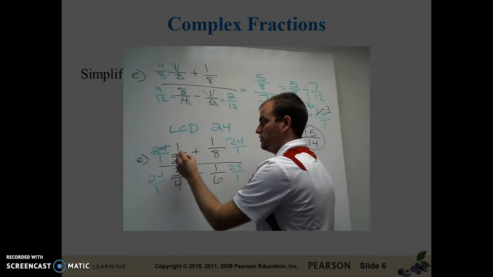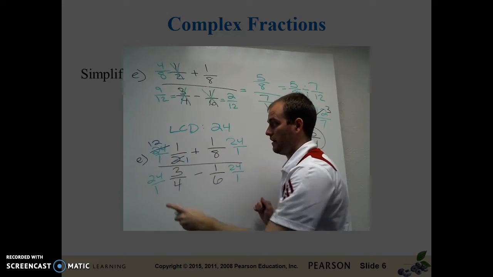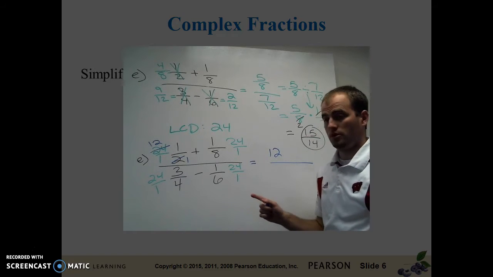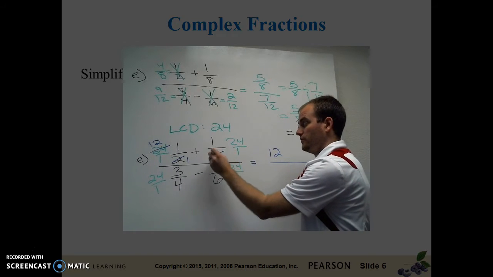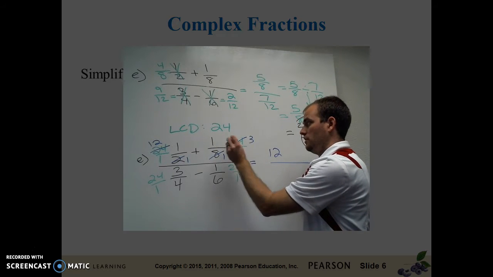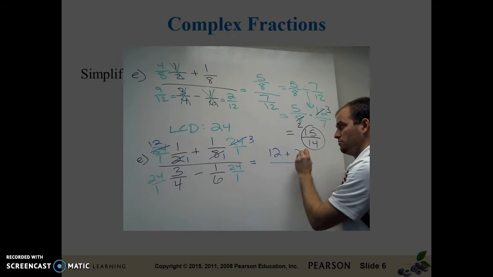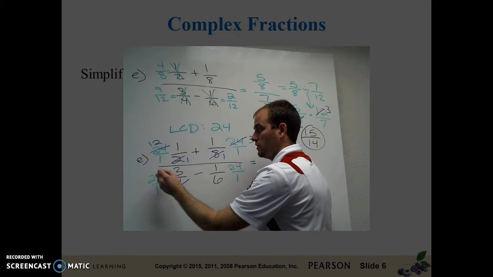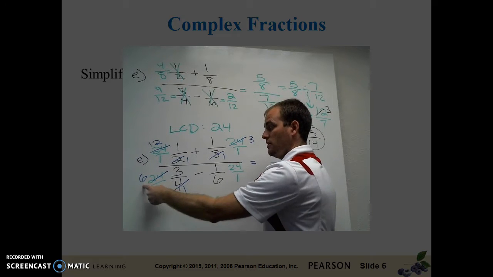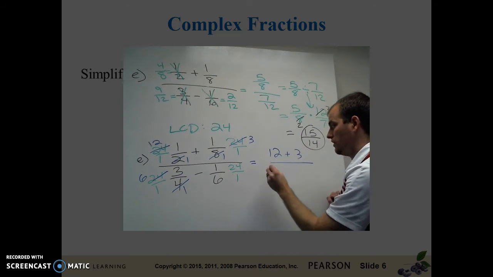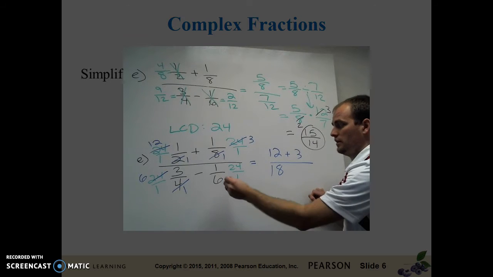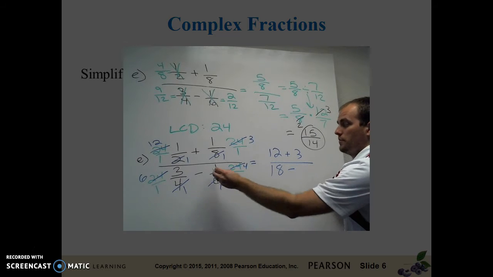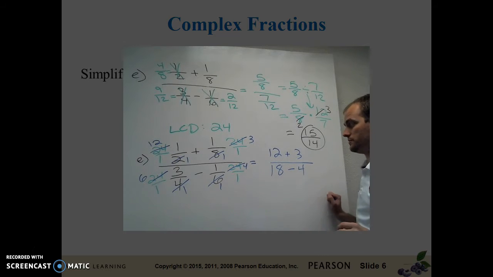2 and 24 reduces to 1 and 12. So you get 12 over 1, which is just 12. For the second one, the 8 and 24 will reduce to 1 and 3. You get 3 over 1, which is just plus 3. For the one down here, the 4 and 24 reduced to a 1 and a 6. 6 times 3 is 18. Over 1 is just 18. And the last one, 6 and 24, reduced to 1 and 4. So you get minus 4 over 1, which is just 4.